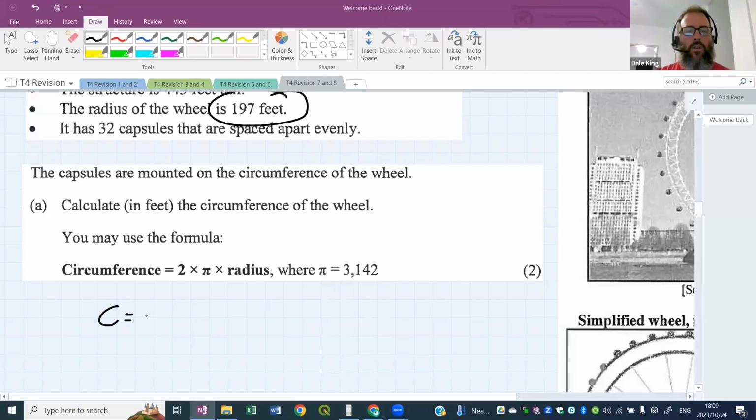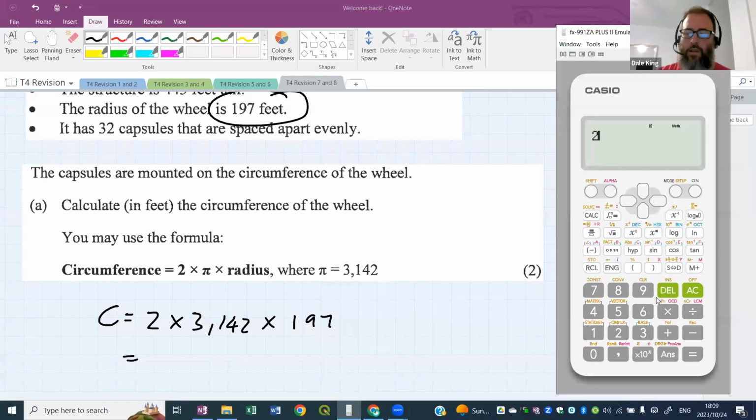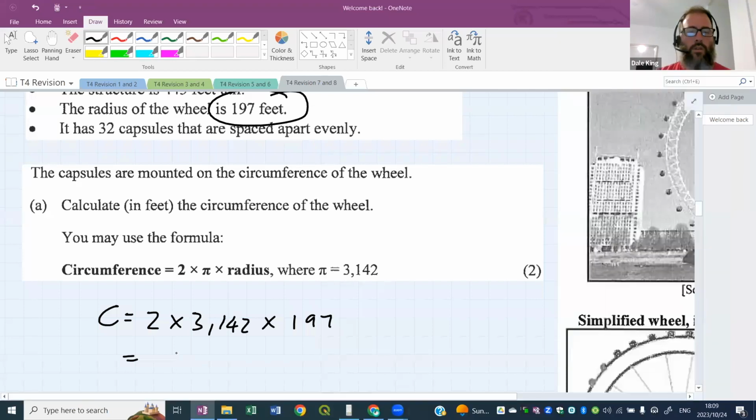All right, let's have a look. C for circumference, 2 times pi, and pi was given as 3.142, multiplied by the radius. They tell us the radius is 197 feet. Nice and easy. Sub it into the formula, get the calculator, and get it to do the work for us. So 2 times 3.142 times 197. There we go. 1237.948 feet.